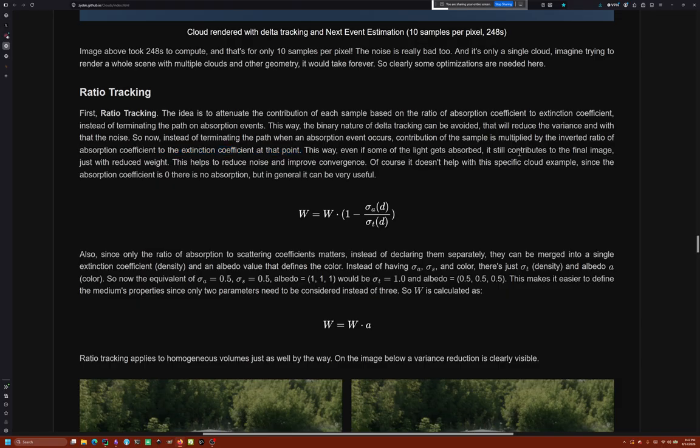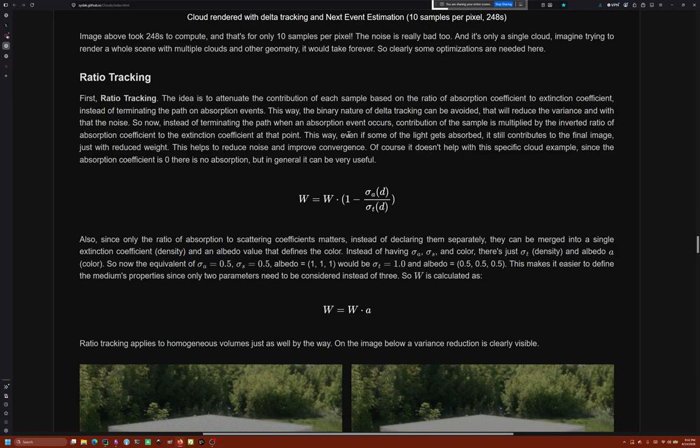So this way, even if some of the light gets absorbed, it still contributes to the final image, just with a reduced weight. This helps reduce noise and improve convergence. So it doesn't help with this specific cloud example because the absorption coefficient is 0, but in general it can be useful.